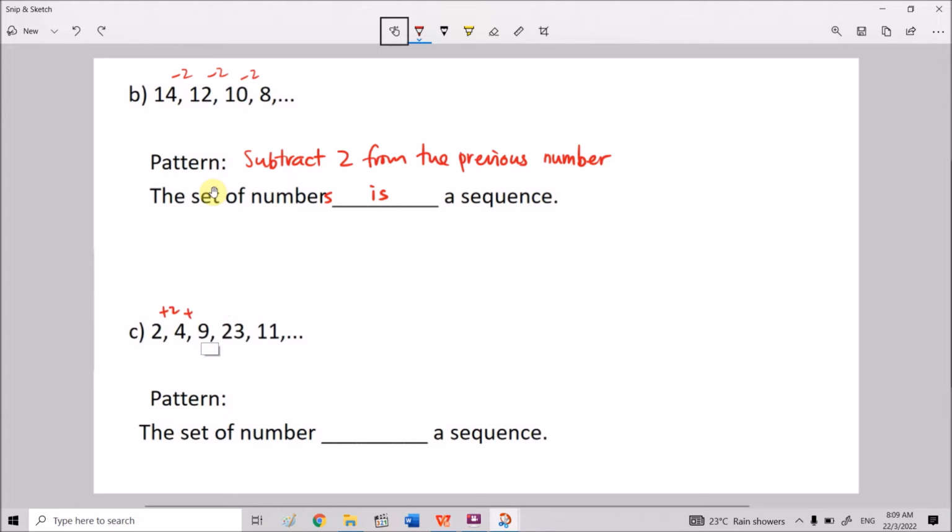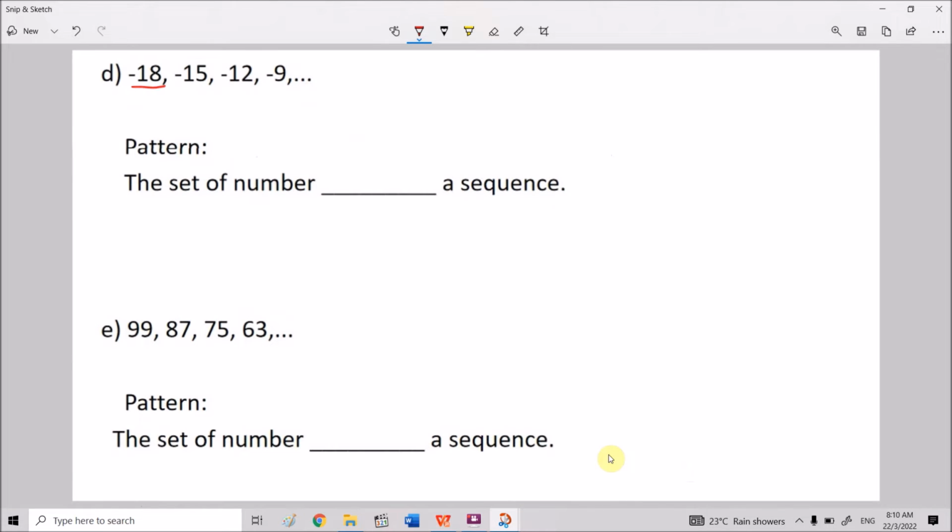If we try to use multiply, from 2 to 4 we multiply by 2, from 4 to 9 we actually multiply by 9 over 4. So we cannot use multiplying 2 as the pattern as well. Hence, this set of numbers does not follow a certain pattern. There is no pattern for this set of numbers, hence this set of numbers is not a sequence.